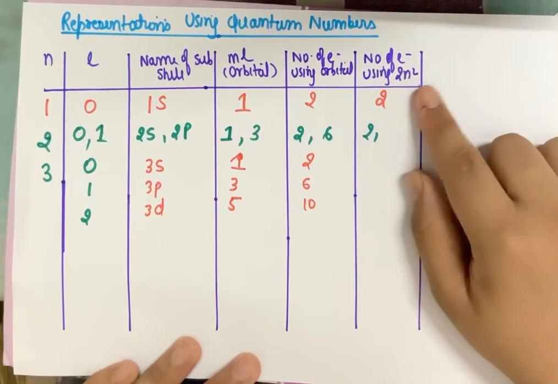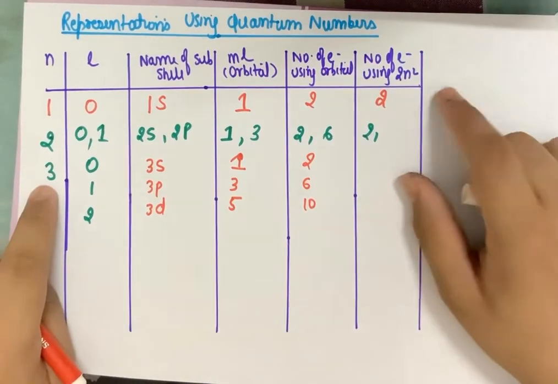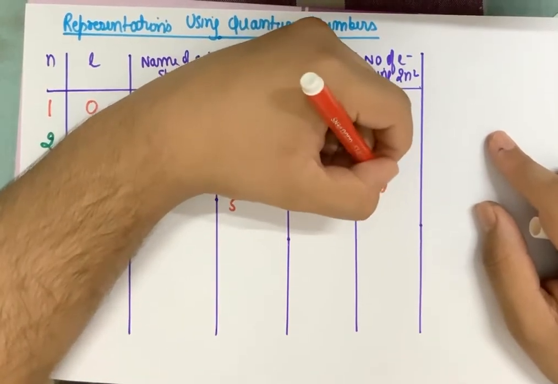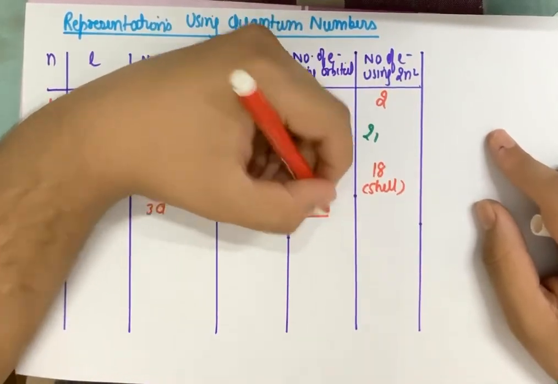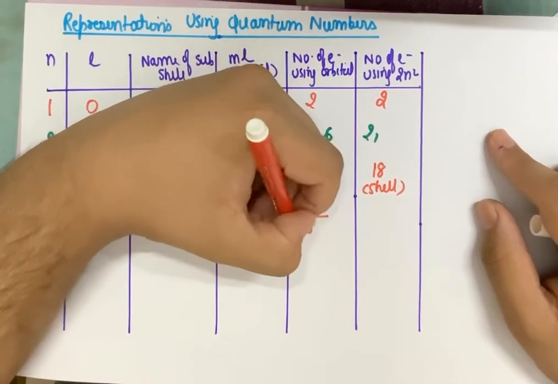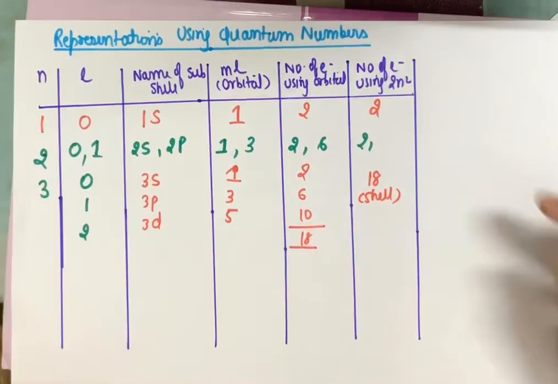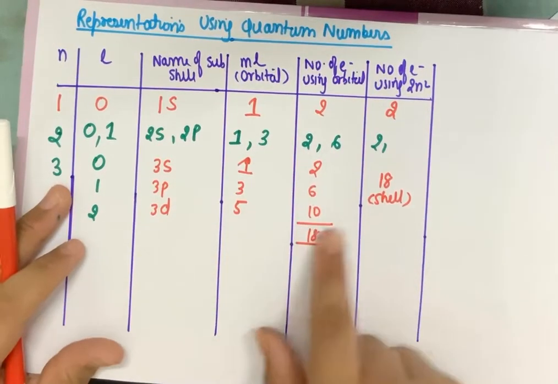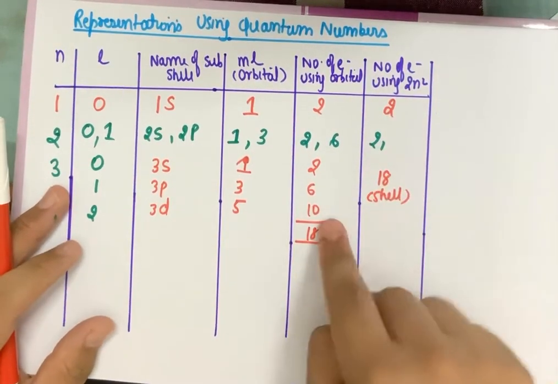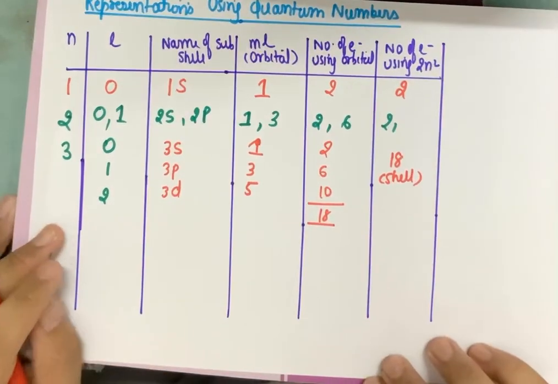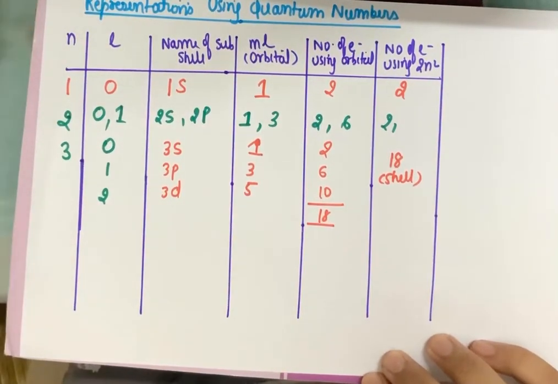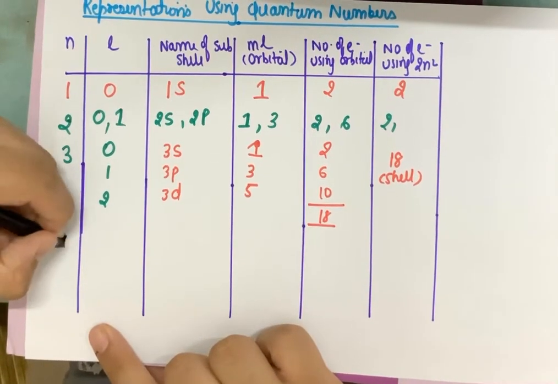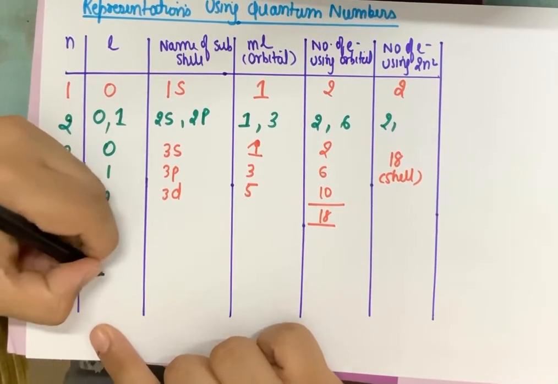So 2 into n square, n is 3. 2 into 3 square gives us 18. This is for the full shell. If I add these 3, I'll get 2 plus 6 plus 10, which is 18. So these two values correspond. These give us the electrons in different orbitals of a shell, and this gives the total electrons in a shell. Both are the same, meaning we are doing it correctly. I told you we have to go up to n equal to 4 only, up to 4 is enough. Now if I take n equal to 4, I'll get L values as 0, 1, 2 and 3.